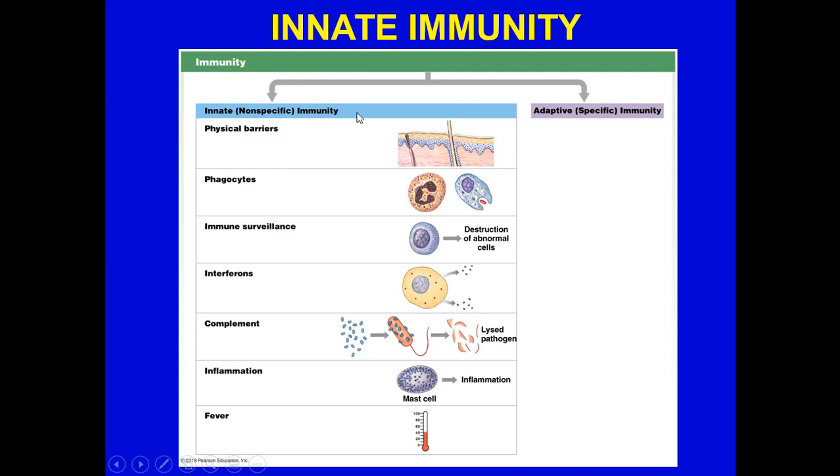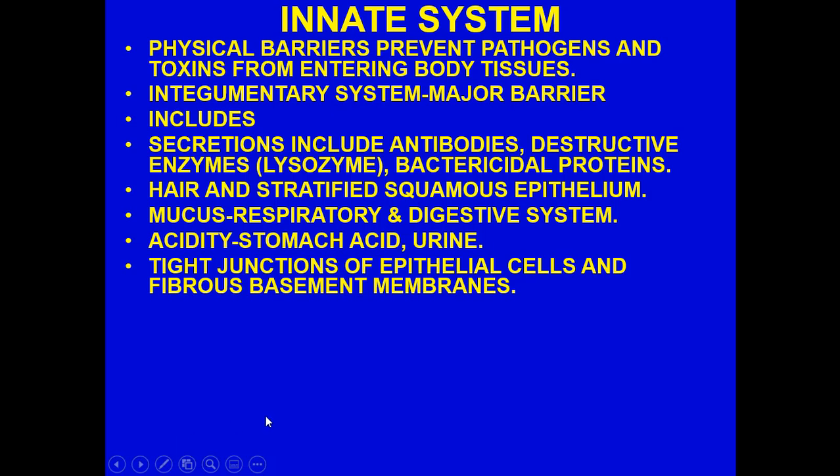First one we're going to deal with is innate. Later on, we'll deal with the adaptive. Physical barriers, phagocytes, immune surveillance, interferon, complement, inflammation, fever. Physical barriers prevent pathogens and toxins from entering the body tissues.